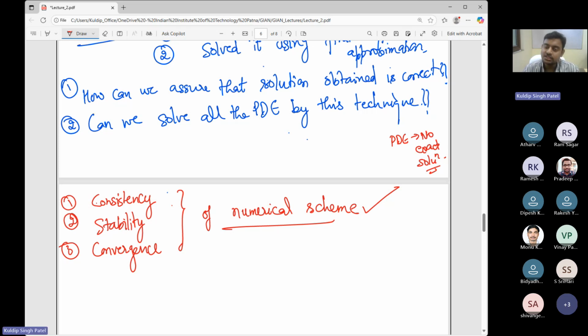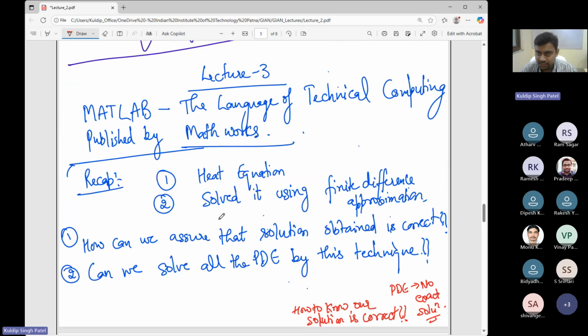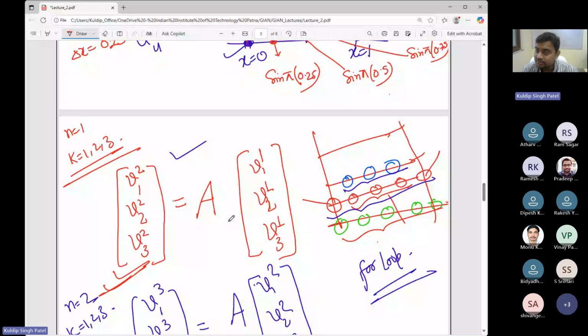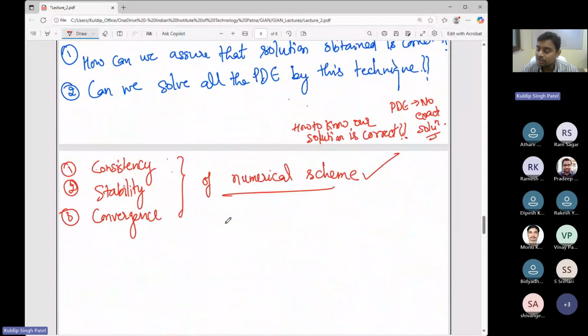So we got the motivation for these three concepts, because if there is no exact solution, how do we know that our solution is correct? There should be some mathematical properties that can assure us that now your solution is accurate. Everyone understood? We understood the finite difference method for solving the heat equation. We studied yesterday how to solve a PDE using the finite difference method. But the problem is, who guarantees that the solution is accurate?